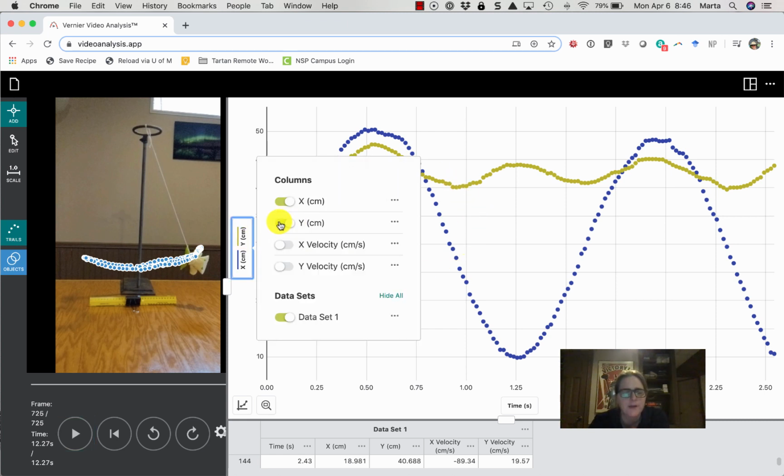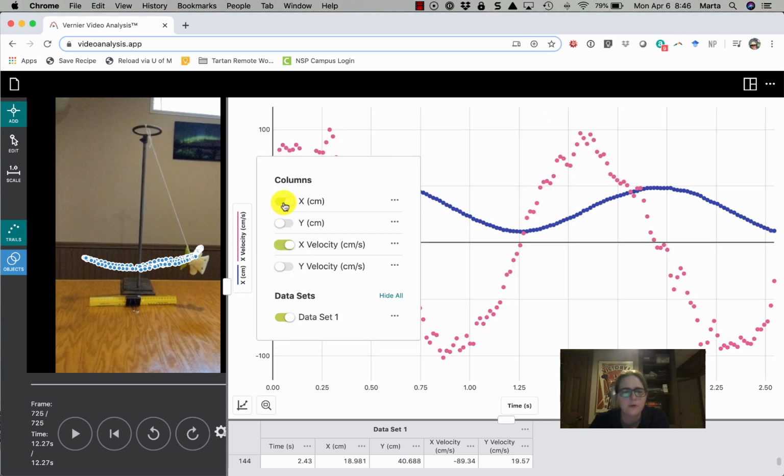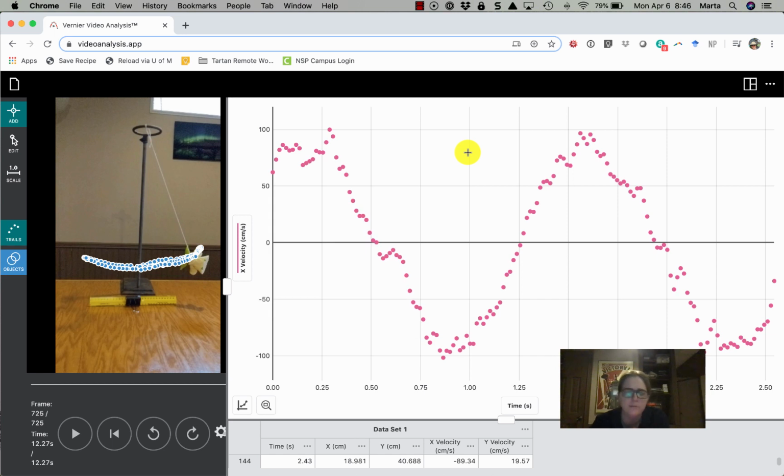Now I also want to think about the velocity versus time graphs, and I'm going to focus on the horizontal velocity graph because that's going to be the most relevant to where we're headed. The first thing I want to notice is that this also has a rough sine wave shape.